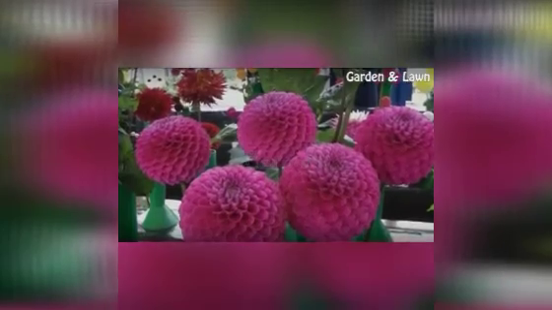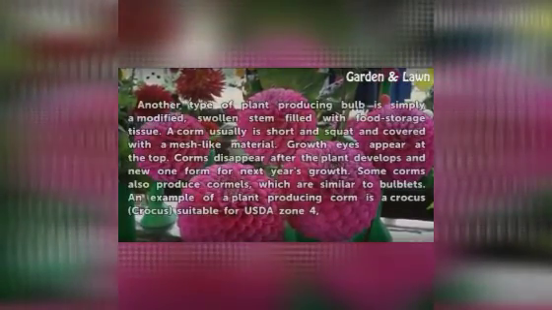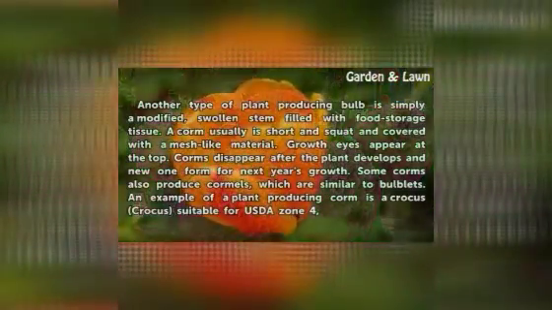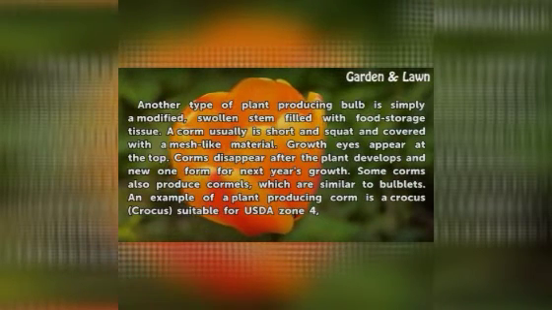Corms. Another type of plant producing bulb is simply a modified, swollen stem filled with food storage tissue. A corm usually is short and squat and covered with a mesh-like material. Growth eyes appear at the top.